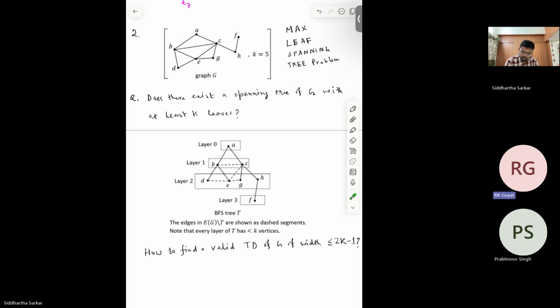I think that in BFS there is a concept of branching factor kind of thing. But how will that help? So this is the max. Let's look at the book. I'll look at the book. So this is the max leaf spanning tree problem.